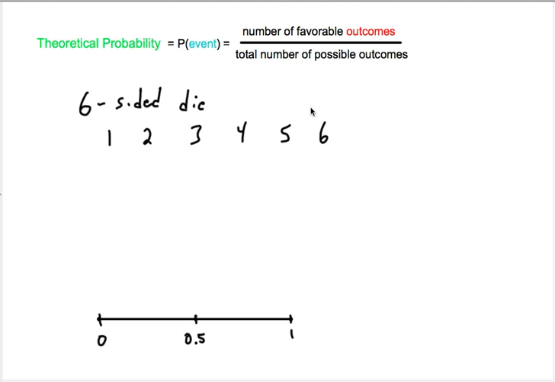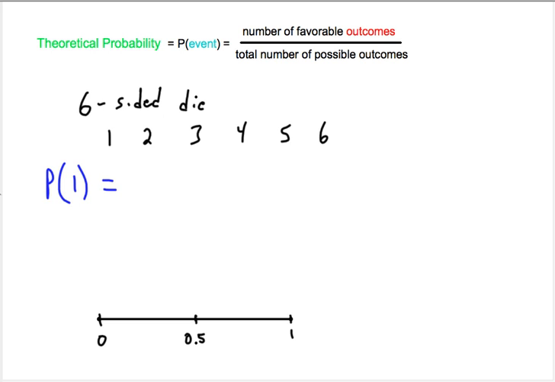So let's say we have this event here. We're going to roll a six-sided die, and so if we want to know the probability of something happening, so the probability of a 1 is how you say what's the probability of rolling a 1. And you'd say the number of favorable outcomes. Well, in this case, there's just one favorable outcome, and that is a 1.